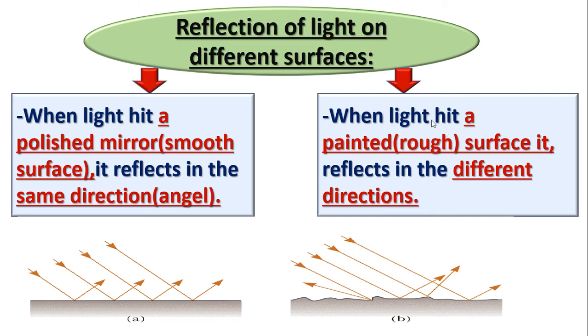Okay, what about when the light falls on a painted surface? Painted surface means rough surface. When the light falls on a painted or a rough surface, it also reflects, but in different directions. Look here. The light is also reflected, but in a messy way, in different directions. 1, 2, 3, 4. Each of them goes in a different direction. So when the light hits a polished mirror or a smooth surface, it reflects in the same direction or same angle. What about when the light hits a painted or rough surface? It reflects in different directions. Super.